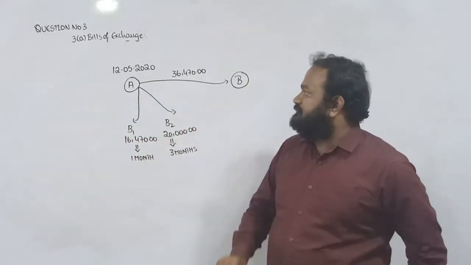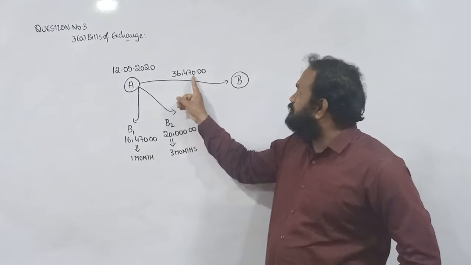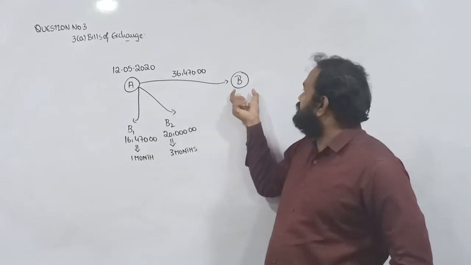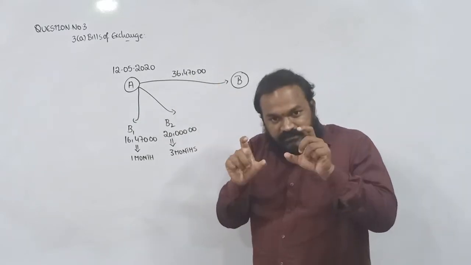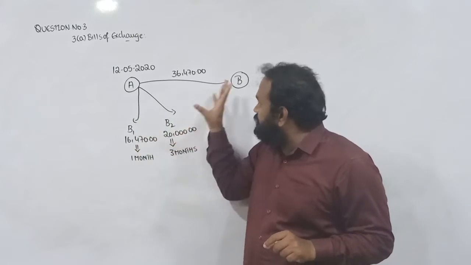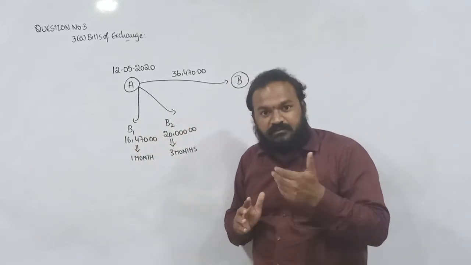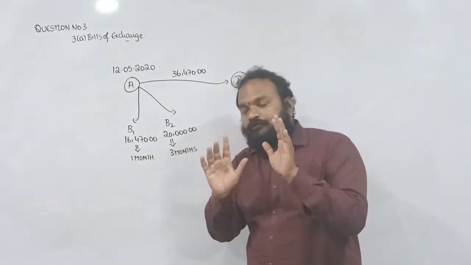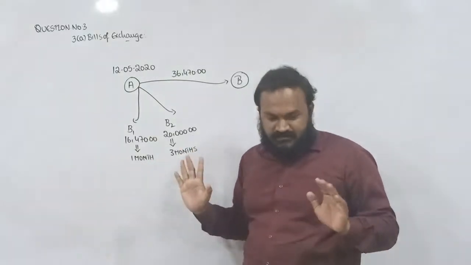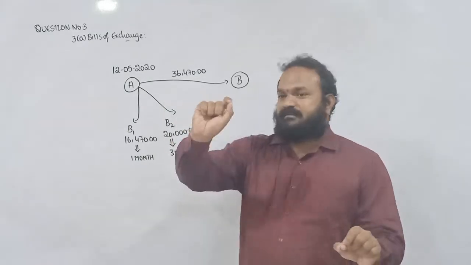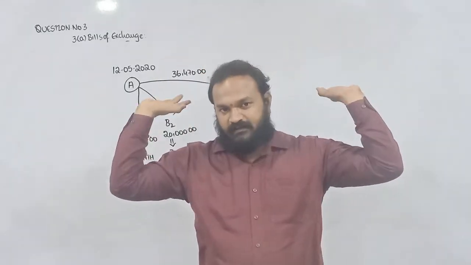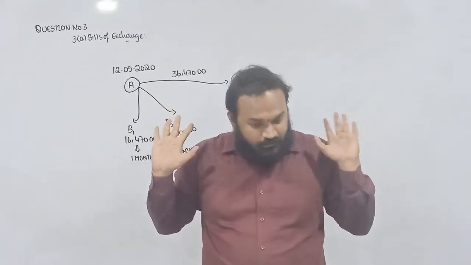On 12th May 2020, A sold goods worth rupees 36,470 to B. For this amount, A draws two bills of exchange on B. The amount of the first bill is 16,470 and the duration is 1 month. The amount of the second bill is 20,000, duration is 3 months. Right? So B accepted both bills and returned them to A. A is the drawer, B is the drawee.